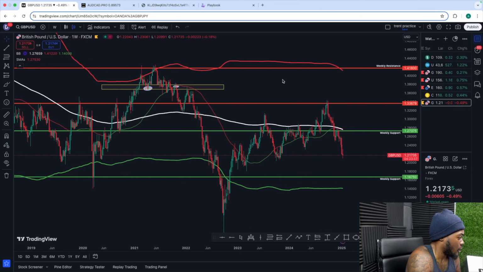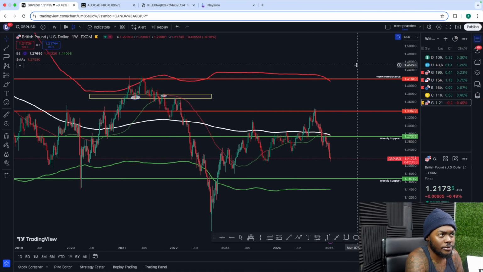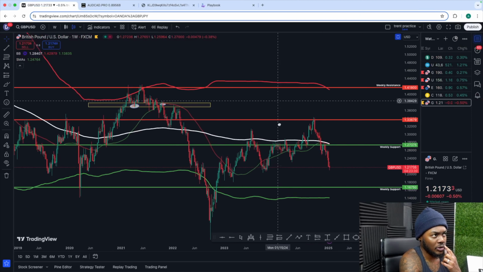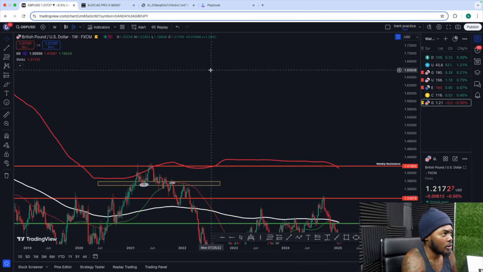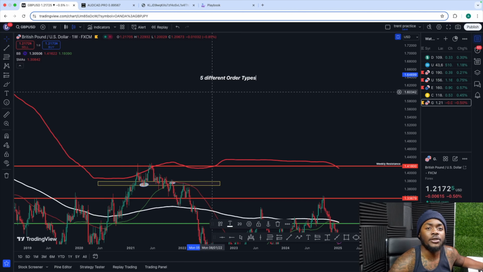Alright, so let's talk about the most effective, if not the easiest order type, which is going to be market execution. So let's first start with order types. What are the 5 different order types? Basically, this means there are 5 different ways that you can actually execute a trade or actually enter the market.